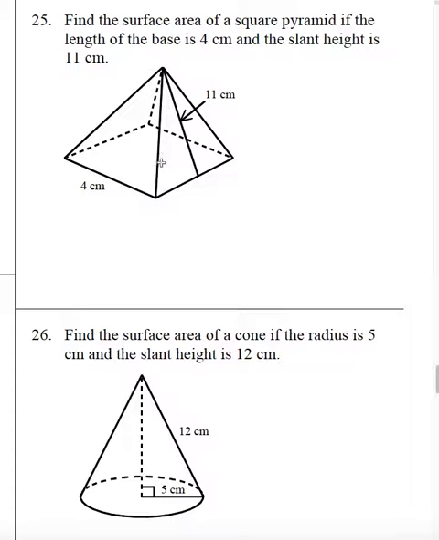You can memorize a formula for it if you want to, but it's easier if you just think of it as the sum of the faces. So it says find the surface area of a square pyramid if the length of the base is 4 and the slant height is 11. So the length of the base is 4 and it's a square pyramid. That means all of the sides of this base, this square on the bottom, are 4 centimeters. And then it also gives you the slant height. So the slant height is 11 centimeters.